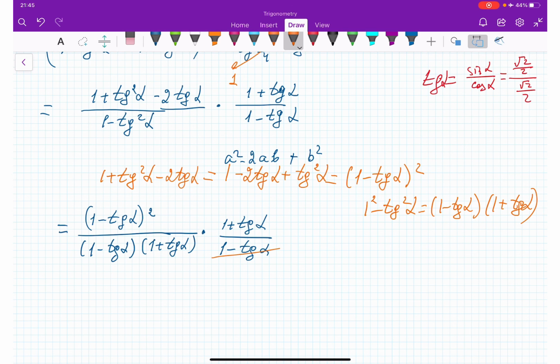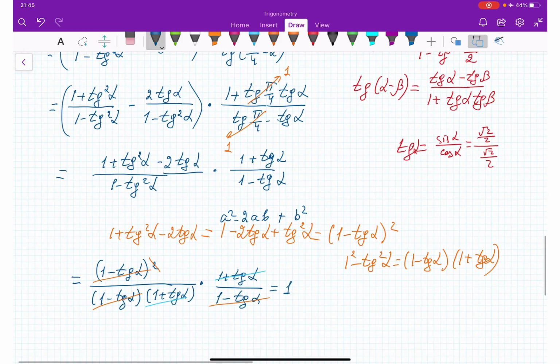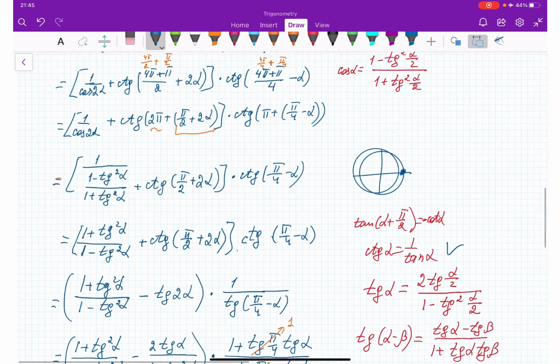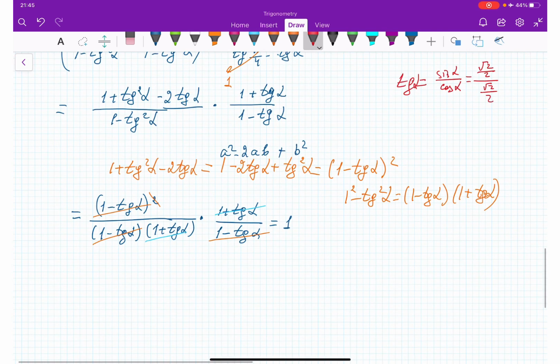Okay, so what do we get from this multiplication? Let's see, 1 minus tangent alpha is gone with this square, and then 1 minus tangent alpha is gone with this one, and 1 plus tangent alpha cancels with 1 plus tangent alpha. And as a result, we are getting equal 1. Finally, we reached the verdict. Okay, and we had to prove that it is equal 1. And we did prove it's equal 1.